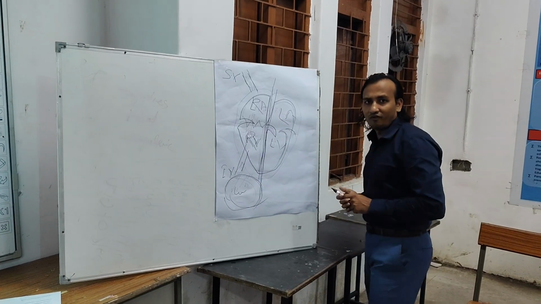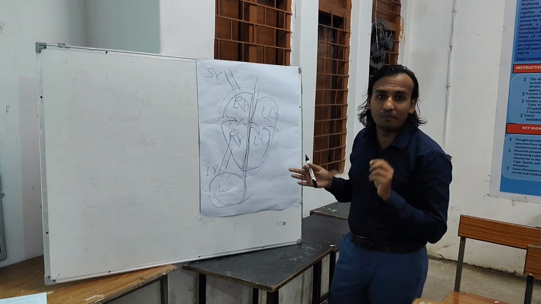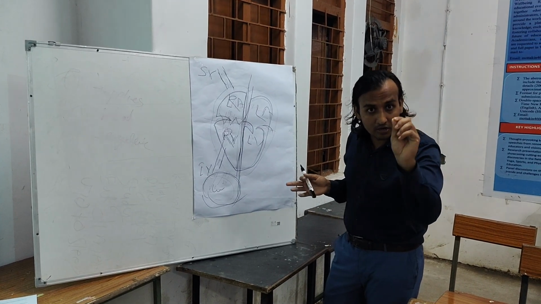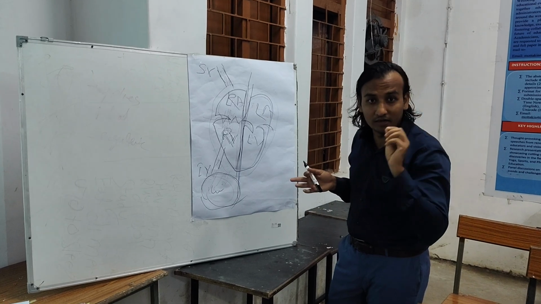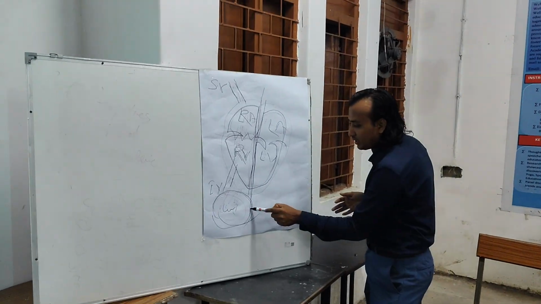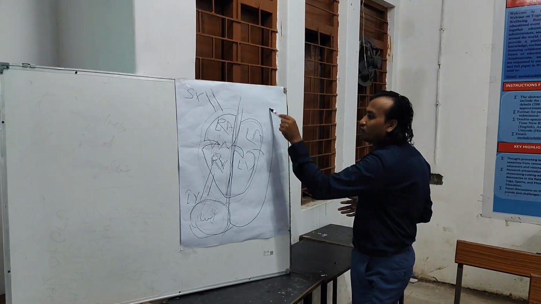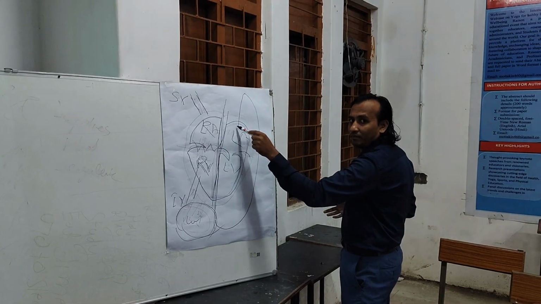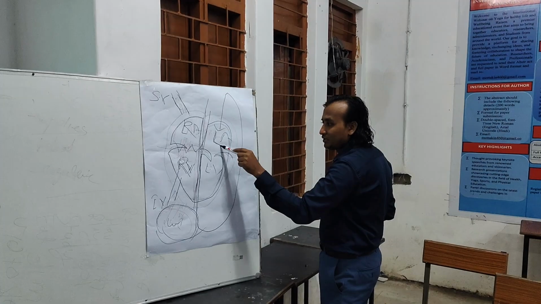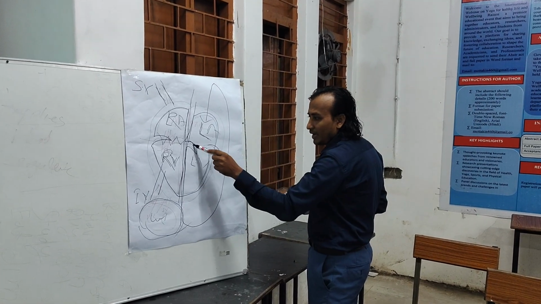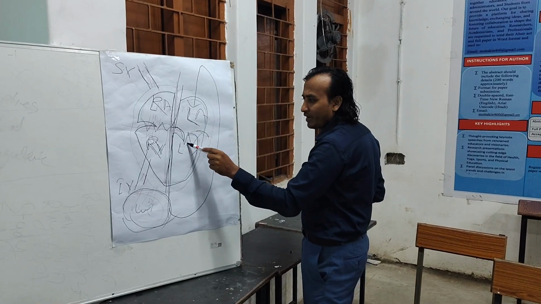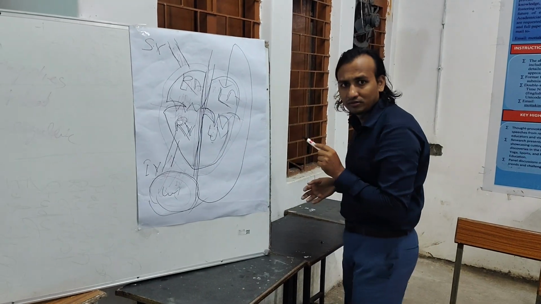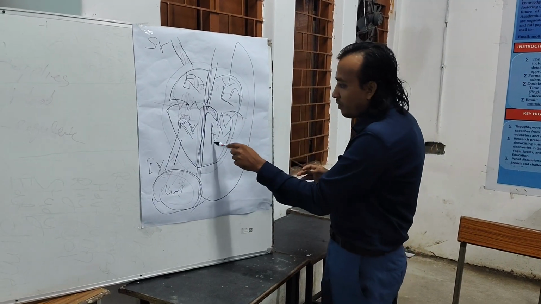Then, what is the function of the lungs? The lungs purify the blood. They convert deoxygenated blood to oxygenated blood. Now the blood becomes oxygenated. Then it goes from here to the left atrium. The left atrium has oxygenated blood. Then it goes through the bicuspid valve to the left ventricle. So it is pure blood.